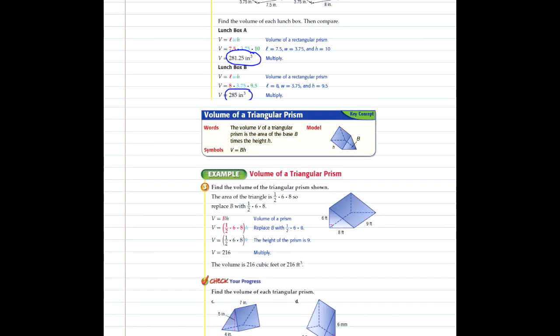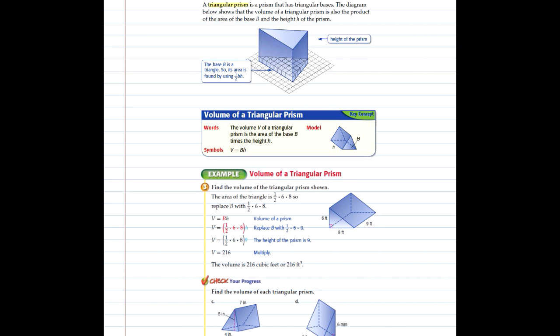A triangular prism is a prism that has triangular bases. The diagram below shows that the volume of a triangular prism is also the product of the area of the base and the height. To find the area of the base, we have to find the area of a triangle, which is 1/2 times the base times the height. You can see that they've used that here in example 3. The triangular bases are 6 by 8, so 1/2 times 6 times 8 times 9 gives us 216. 1/2 of 48 is 24. 24 times 9 is 216. That's how they arrive at that answer.